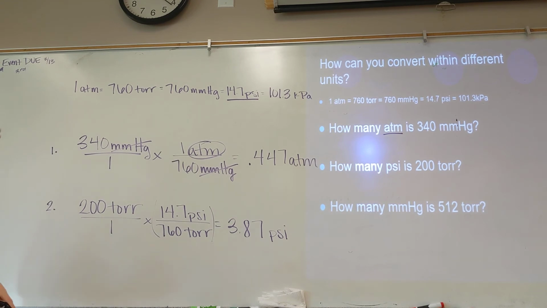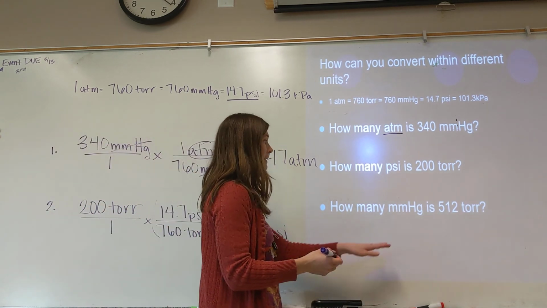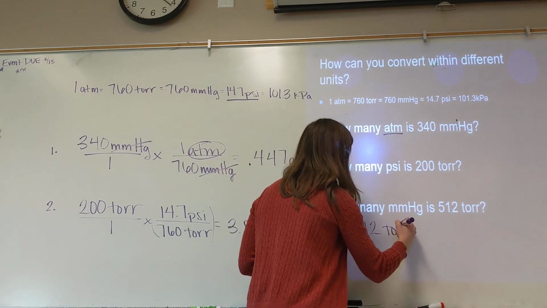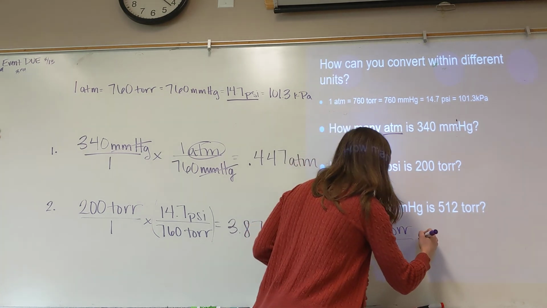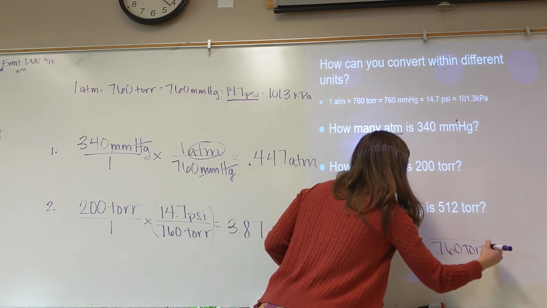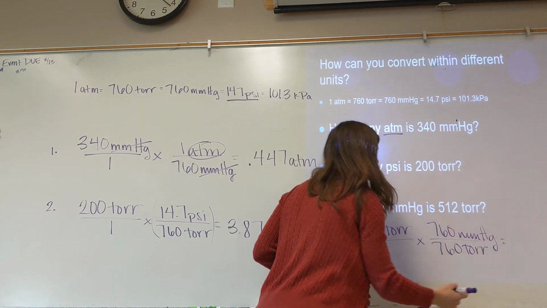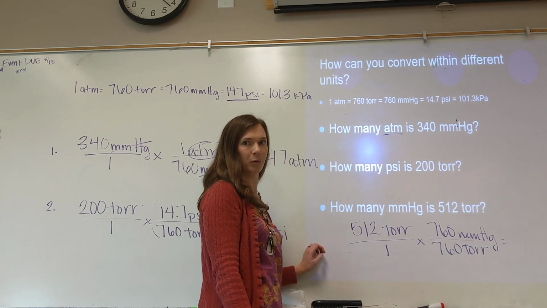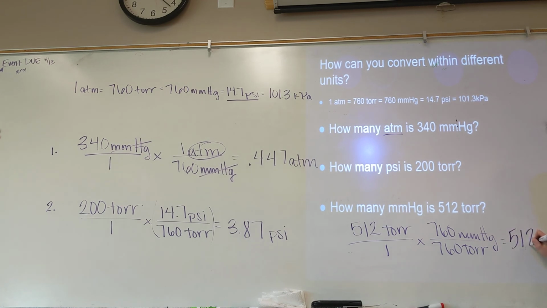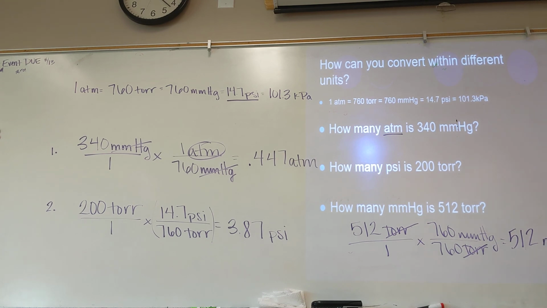Alright, last one. I'll do the last one over here. How many millimeters of mercury is equal to 512 torr? So I'm going to start with my given, 512 torr over 1 multiplied by 760 millimeters of mercury over 760 torr. These are equivalent. 1 millimeter of mercury is equal to 1 torr. So my answer is going to be 512. The torr cancels. Millimeters of mercury.